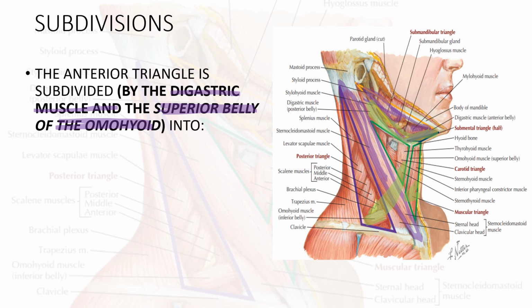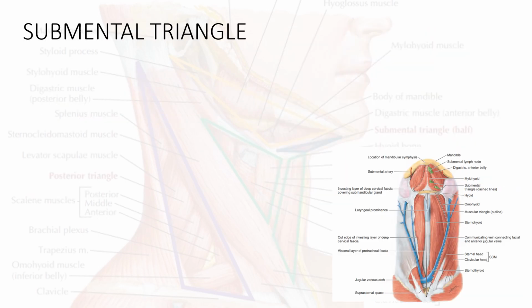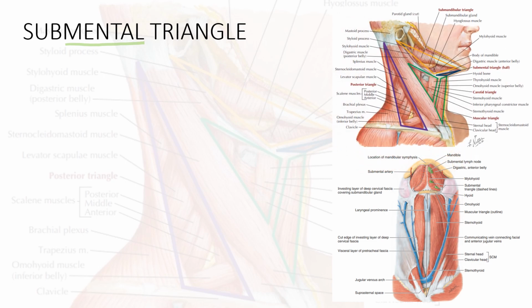So these two muscles will divide the anterior triangle into 4 triangles, that is submental, digastric, carotid and the muscular triangle. First of all the submental. Sub means below, the mental means the mandible. So below the mandible we have a triangle. This is the submental triangle.